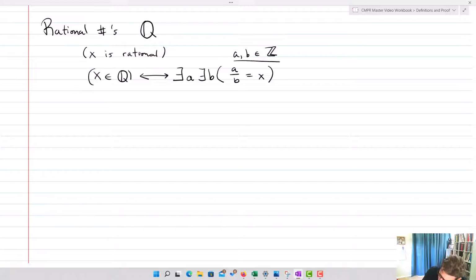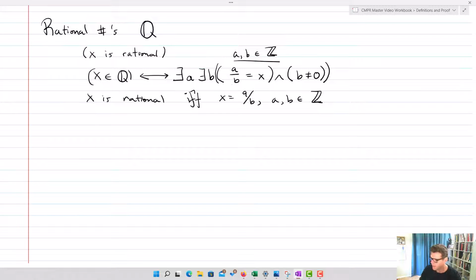Okay, so we have a and b belonging to the integers, and there exists an a, there exists a b, such that a over b is equal to x, right? If I rewrote that, I would say x is rational if and only if x equals a over b for a and b belonging to the integers. And we actually have to have one more condition: b not equal to 0, because we don't want to divide by 0. Okay? And b not equal to 0. So as long as b doesn't equal 0 and a and b are both integers, we have a rational number.